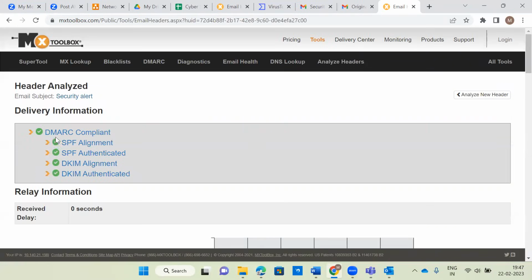In this email, now you can see DMARC is compliant. Sender Policy Framework is aligned. SPF authentication is passed. DKIM authentication is passed. Now everything is passed. So according to this, what we can conclude is that the email I received is not a phishing email.